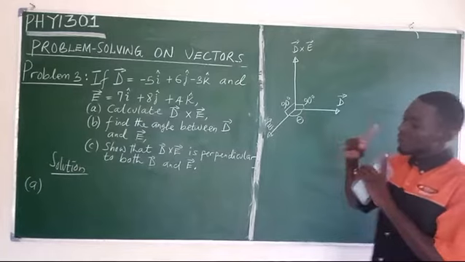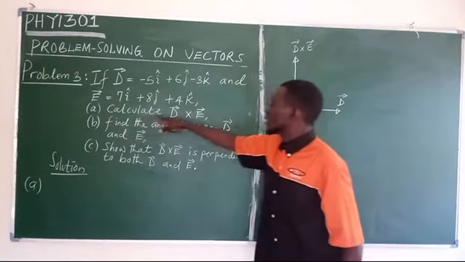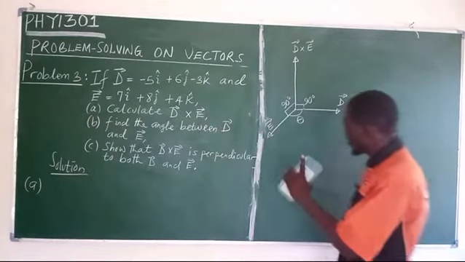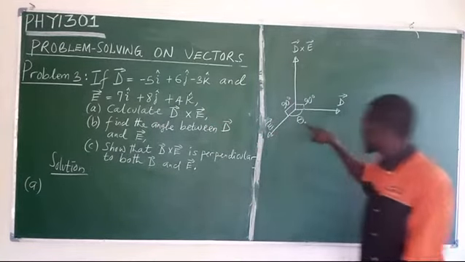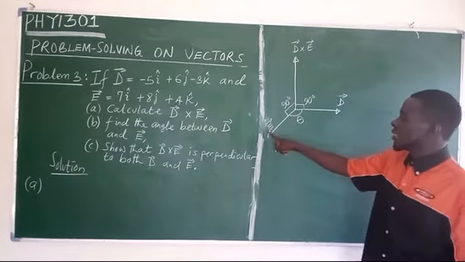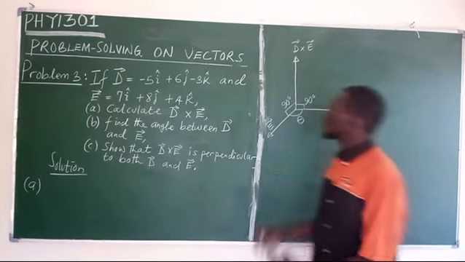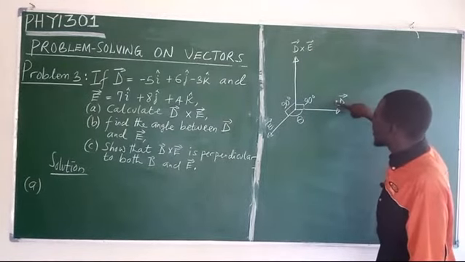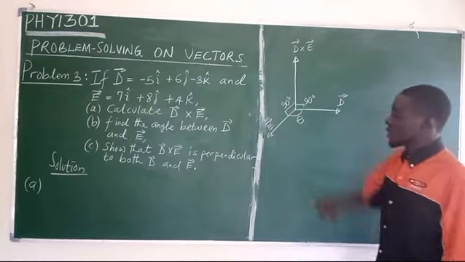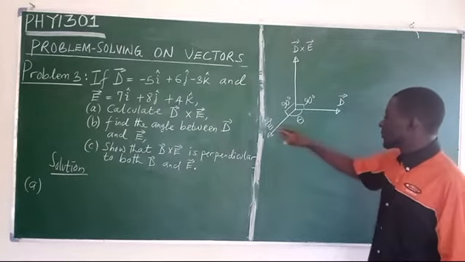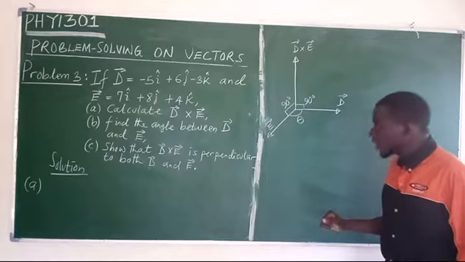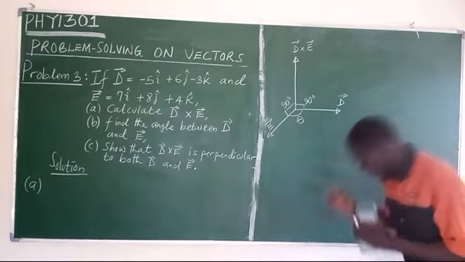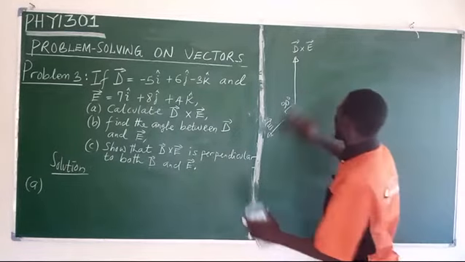So, in summary, A says we should get the value of this vector, D cross E. B says we should get this angle theta between D and E. And finally, C said we should show that this vector makes angle 90 degrees with D, and it also makes angle 90 degrees with vector E. This is the summary of what we are expected to do, and now let's start solving the problem.